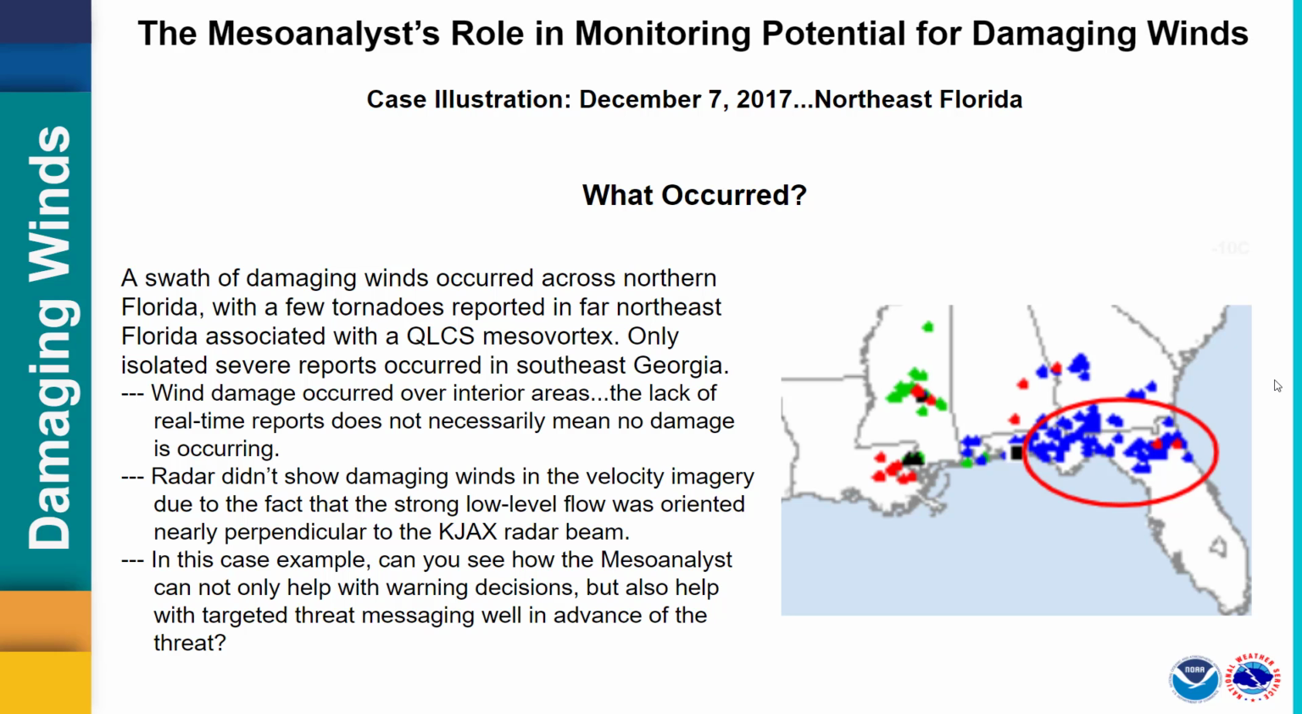Radar didn't show damaging winds in the velocity imagery due to the fact that the strong low-level flow was oriented nearly perpendicular to the JAX radar beam as the line moved over the JAX metro area. Now further to the west, the beam was likely overshooting the lower level damaging winds. In this case example, can you see how the mesoanalyst can not only help with warning decisions, but also help with targeted threat messaging well in advance of the threat?